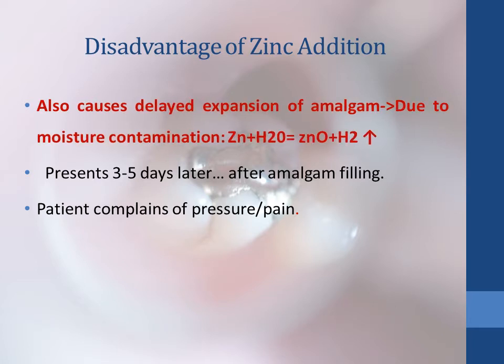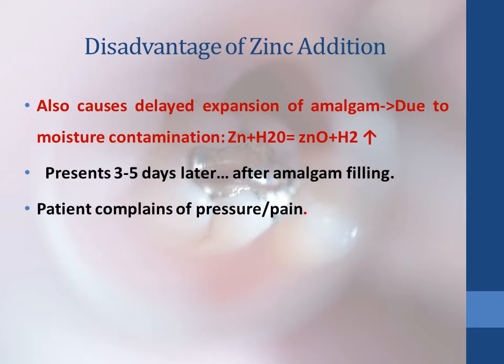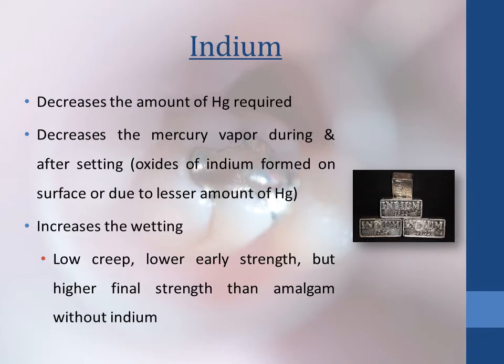This means if we are handling a zinc containing amalgam, we should be very careful that there is no moisture contamination. Then indium decreases the amount of mercury required and decreases the mercury vapor during and after setting. Oxides of indium are formed, which increase the wetting, so it enhances the flow and ensures there is better mixing between the alloy and the mercury. It gives low creep, low early strength, but higher final strength than amalgam without indium.